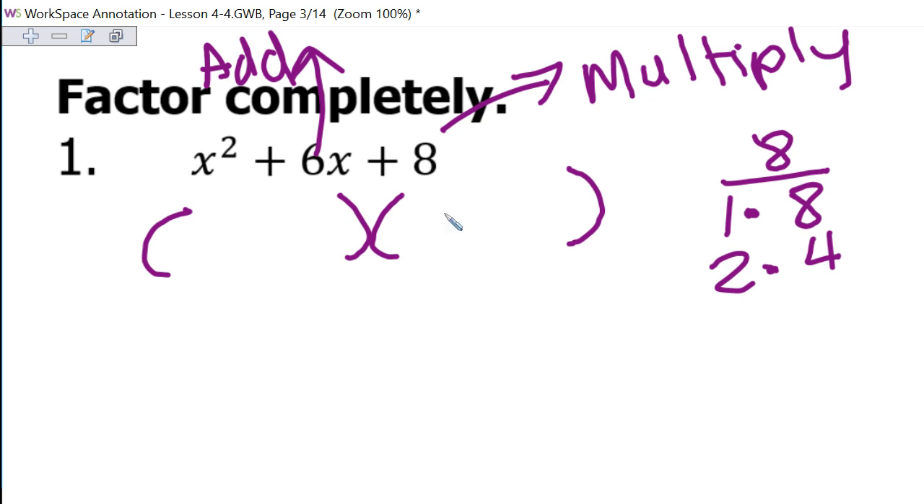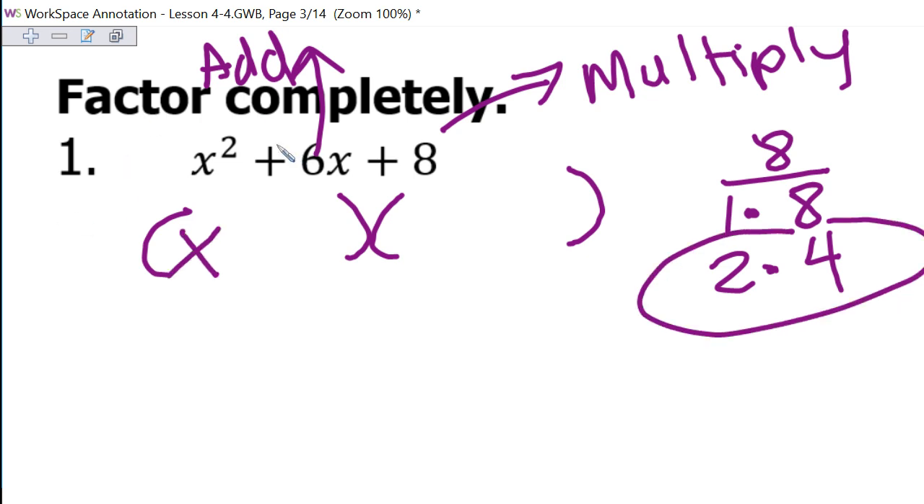So now in this list, I have a 1 and an 8 or a 2 and a 4. One of these adds up to the middle term, which is 6. So which one of these adds up to 6? 2 and 4. So 2 and 4 need to be included in our answer. Now remember when we're double distributing, this first term needs to be multiplied with the first term. So what times what gives me x squared? So both of these will start with x.